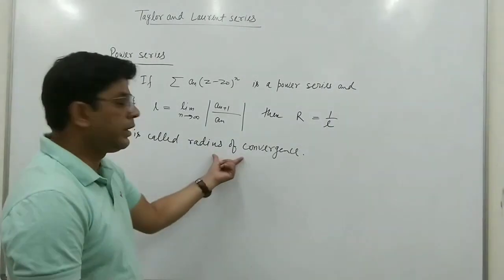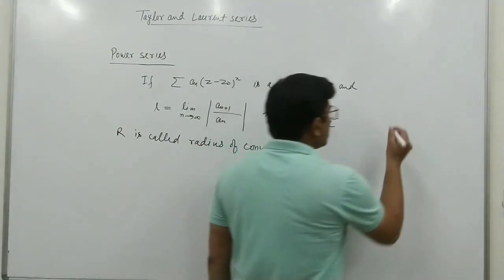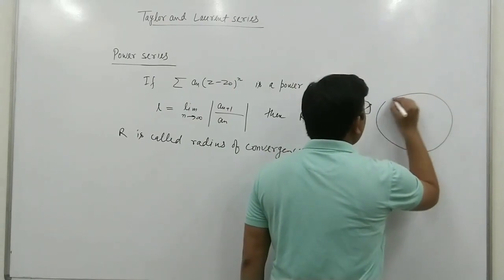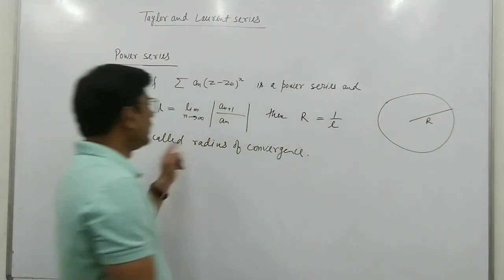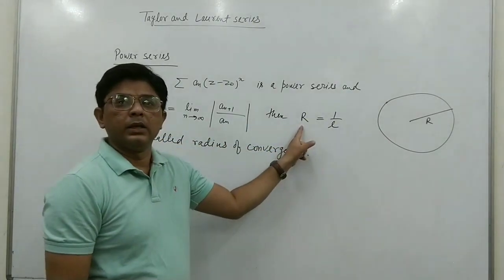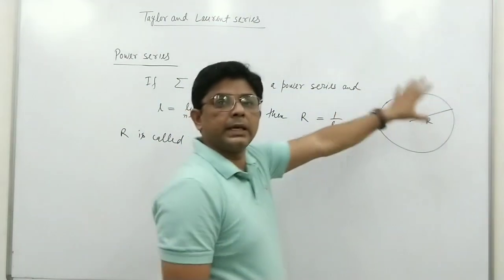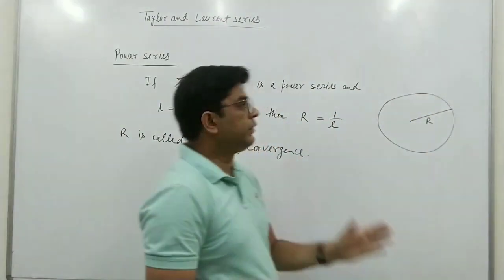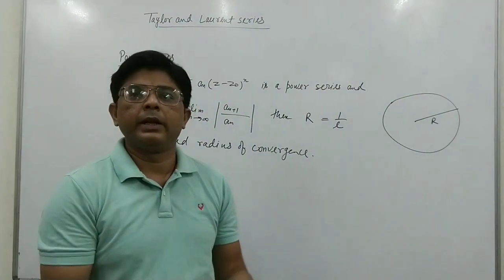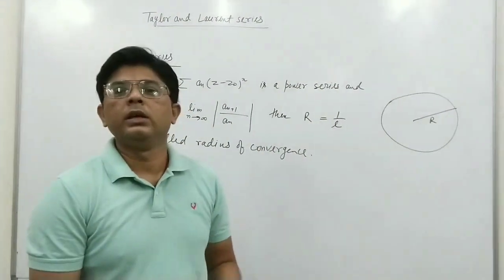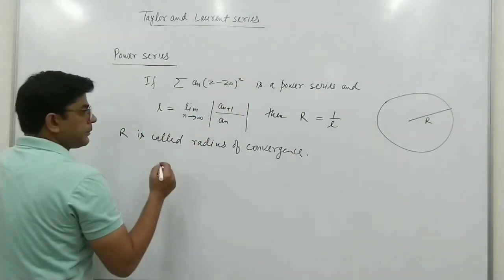So what is this radius? It means we have some circle. If we take a circle of radius r, then this given series is convergent inside this circle. So if a given series is convergent in a circle of some radius, then that radius is called the radius of convergence.